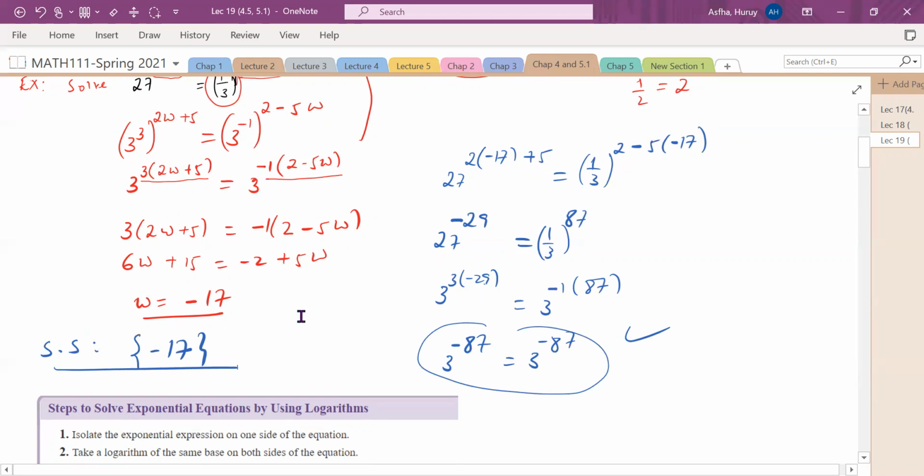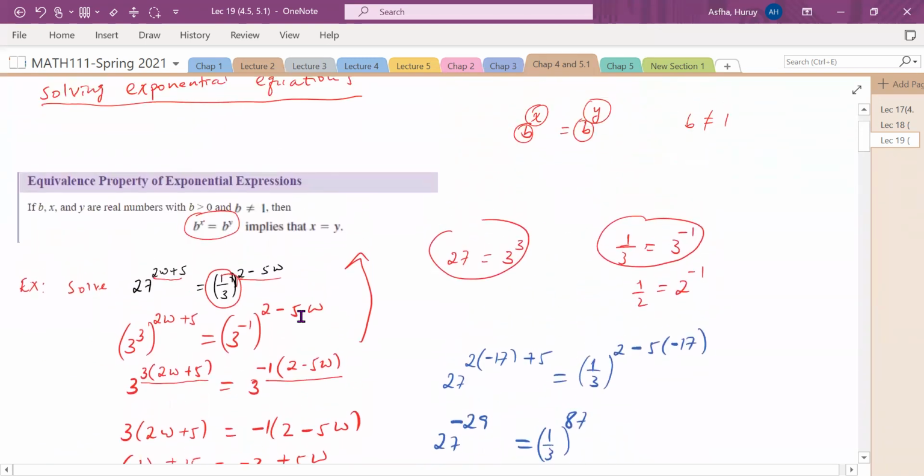So this is one way to solve exponential equations by applying this. But we cannot always use this one, because sometimes we can have different bases. Here you can have B, here you can have A. In that case, we cannot apply this. This is applied only if we have the same base.